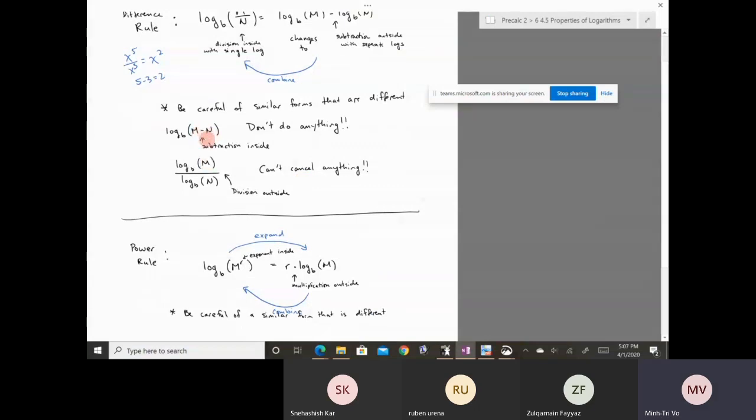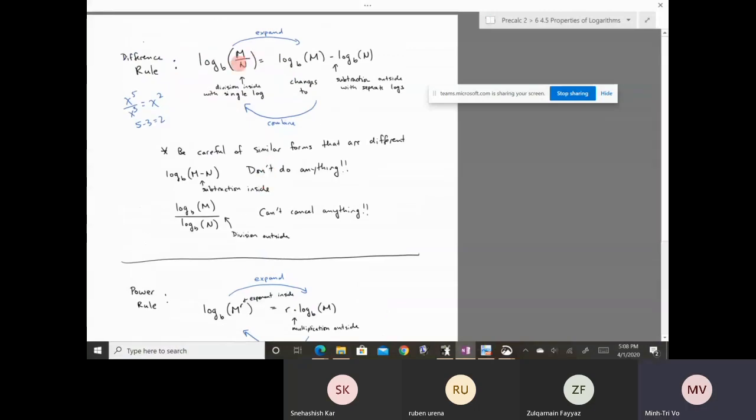And again, be careful where the operations occur, right? So if you have subtraction inside, you can't do anything here. You're not allowed to separate, and if the division is outside, you're not allowed to combine, right? So be careful about how you apply the rule. Make sure it looks like it's the correct form.